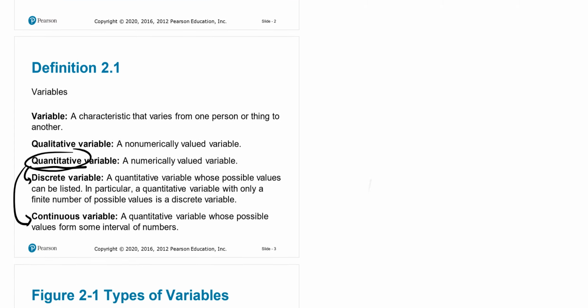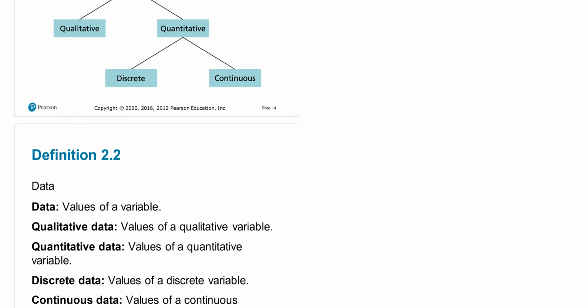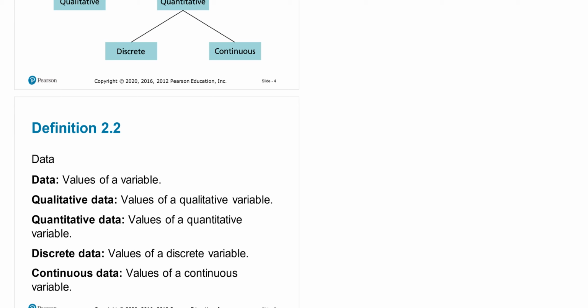Also, we introduce what data is. Some people say data or data. So data is a set of values of variables. Quantitative data is the value of the quantitative variable, and qualitative works the same way. It follows the same thing with discrete and continuous.